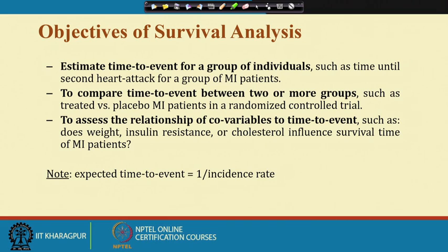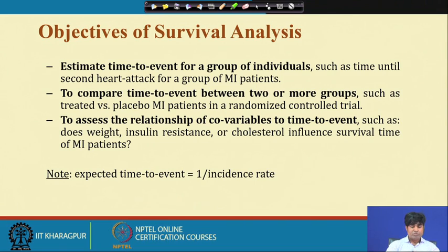The basic objective of survival analysis is to estimate time to event for a group of individuals, such as the time to second heart attack for a group of patients, to compare time to event between two or more groups, and then finally to assess the relationship of covariates to time to event. That's the checkpoint, and the expected time to event is 1 divided by the incidence rate.